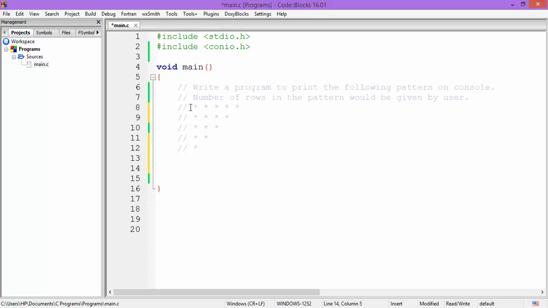So if we consider this row as 0th row, so 0th row has got 5 asterisks. First row has got 4 asterisks, that is one less than the previous one. Second row has got 3 asterisks. Third row has got 2 asterisks, and the fourth row has got 1 asterisk. And this is the fourth row because we considered this as 0th row, right? 0, 1, 2, 3, 4.